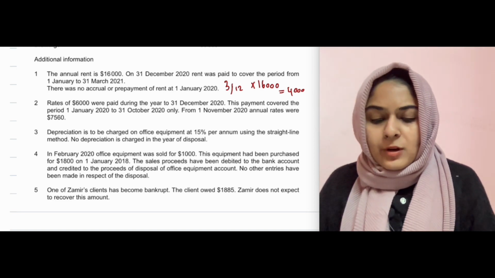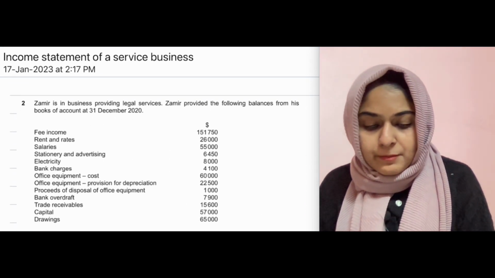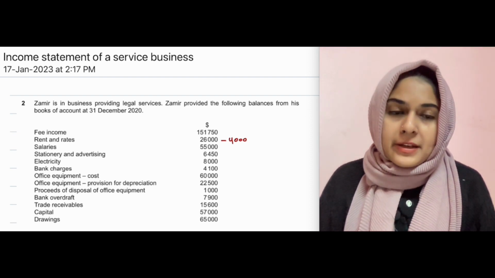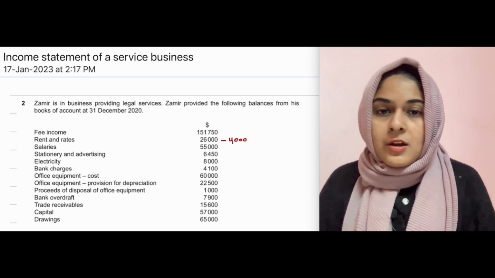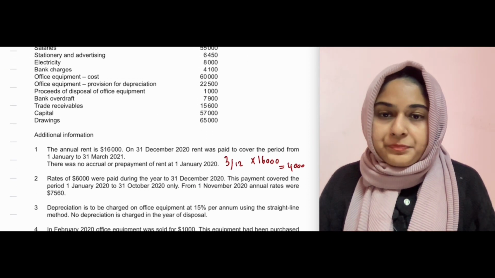4,000 को जो है वो हम यहाँ से रेंट में से माइनस कर देंगे, रेंट एंड रेट्स में से, बिकॉज 4,000 प्रीपेड है, और प्रीपेड हमेशा माइनस होता है. When you will take this to the income statement, you will have to subtract 4,000 from 26,000.